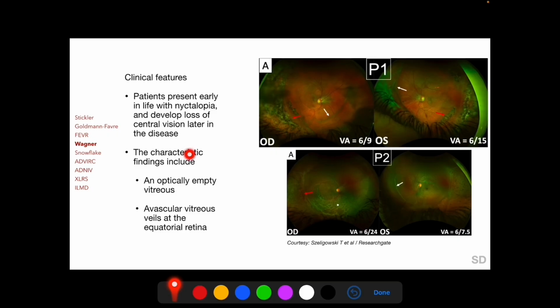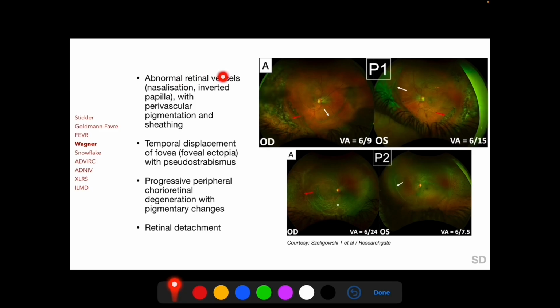The characteristic findings in Wagner syndrome include an optically empty vitreous on slit lamp examination, avascular vitreous veils at the equatorial retina as marked with these white arrows, abnormal retinal vessels typically showing nasalization in the peripapillary region, and progressive peripheral chorioretinal degeneration with pigmentary changes as seen here in these two photographs. Patients with Wagner syndrome also typically have temporal displacement of the fovea and thus demonstrate pseudostrabismus.